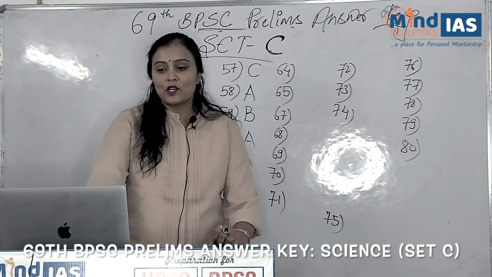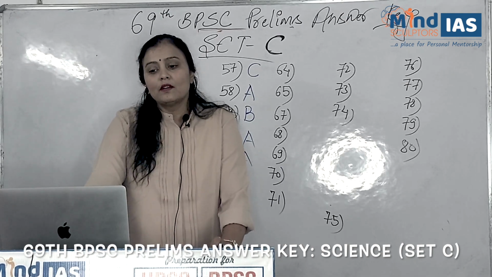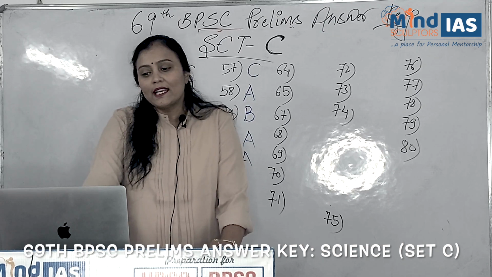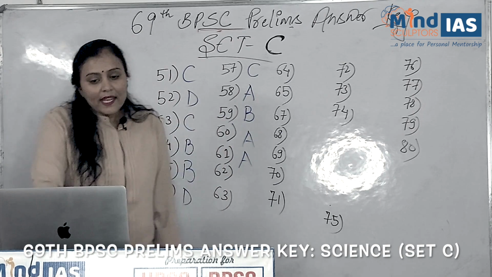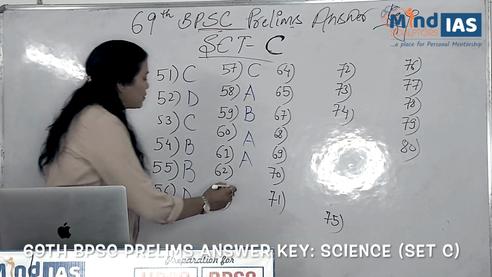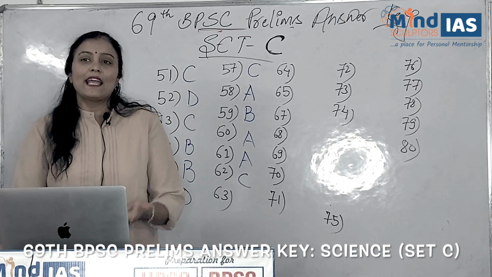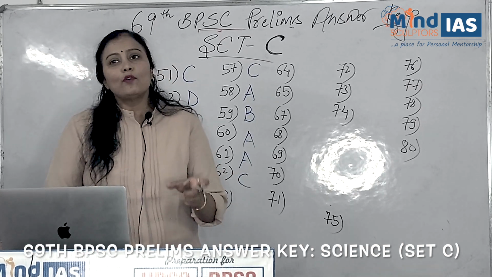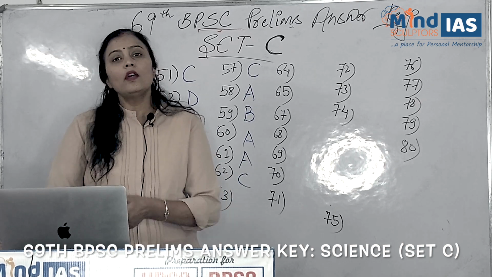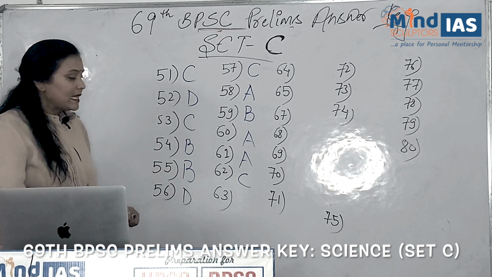Now move to the next question, question number 62. What is the expanded form of the term mRNA that has been widely discussed since the beginning of the pandemic? The right answer for this question is option C, that is messenger ribonucleic acid. As you know, M stands for messenger and RNA for ribonucleic acid. So the right option is option C.